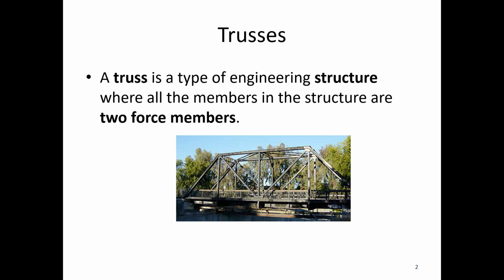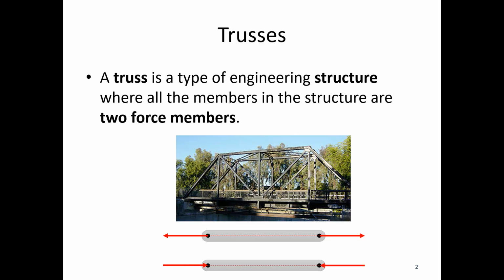In this truss bridge, all of the beams are connected at their endpoints, and we're going to have forces acting at those endpoints, and therefore they're all going to be two-force members. All two-force members are either going to be in tension or compression. They're going to have forces acting on them that are equal and opposite and acting along the line of action between the two endpoints of the beam.